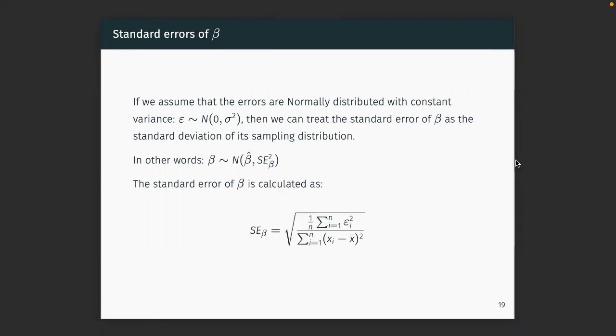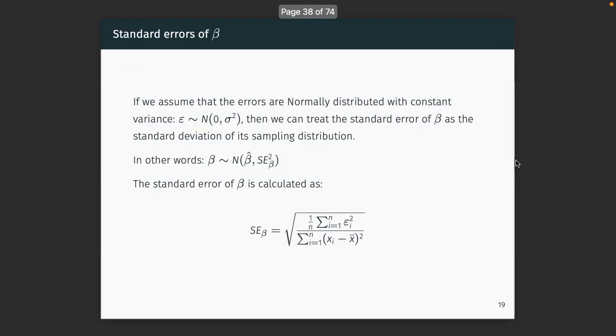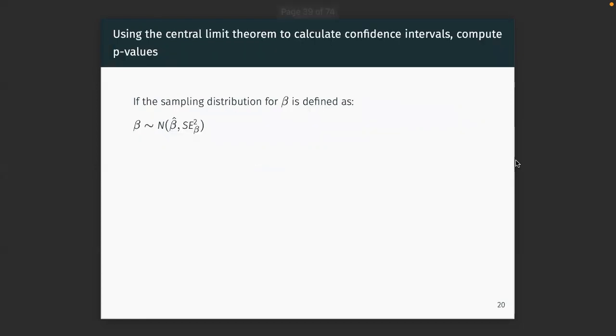So the standard error of beta is a complex calculation, involving the sum of the squared residuals. It's a little funky, but you don't have to compute it yourself, R will do it for you. So we're going to define the sampling distribution for beta this way.